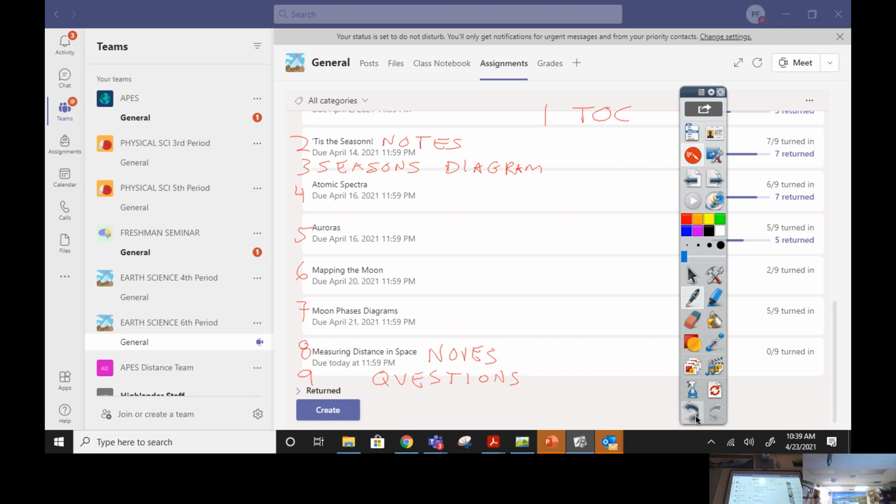Oops. I wrote noise instead of notes. It's so noise.